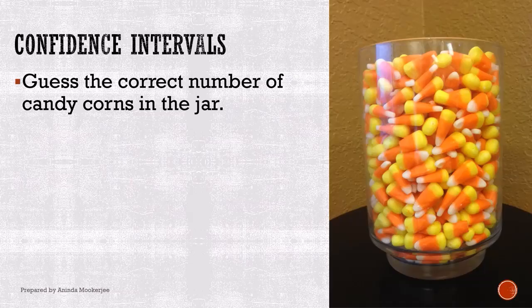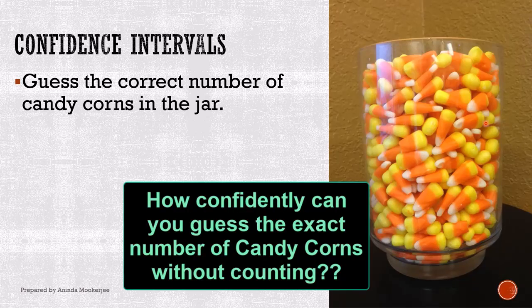Try to understand the concept of confidence intervals with a common example from our lives. Now, in this picture, we see a jar filled with candy corn. Let's say we are invited to play a game of guessing the number of candy in the jar, and we are told that if we can guess the exact number of candies in this jar precisely, then we'll win a prize. How much confidence would you have to guess the exact number?